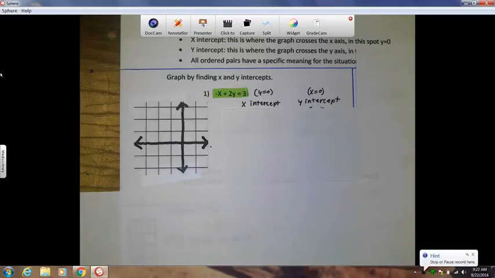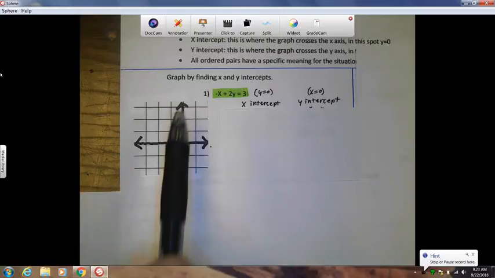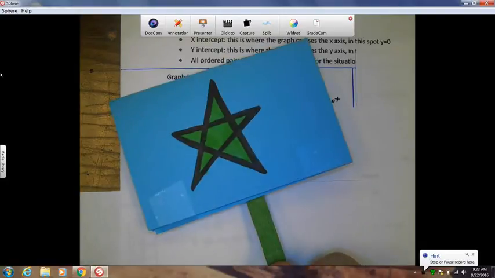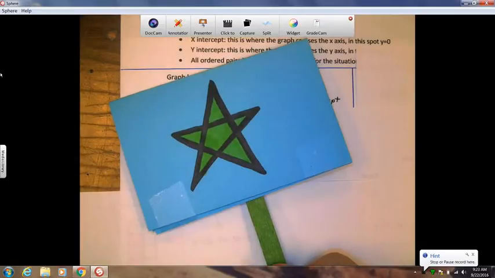Okay, we're looking at part 2 of graphing linear equations. We're going to work on some example problems, and it says graph by finding the x and y intercepts. So make sure you know this. We've gone over this before.